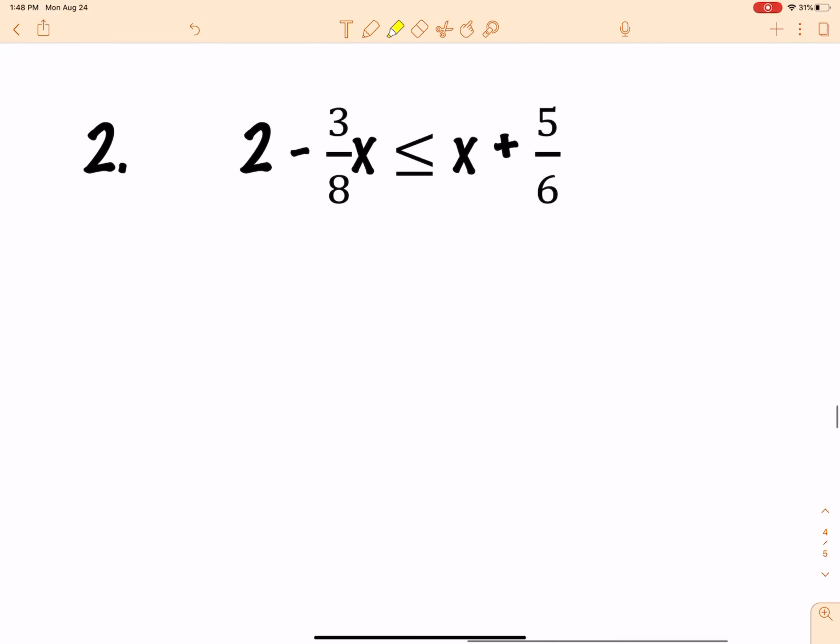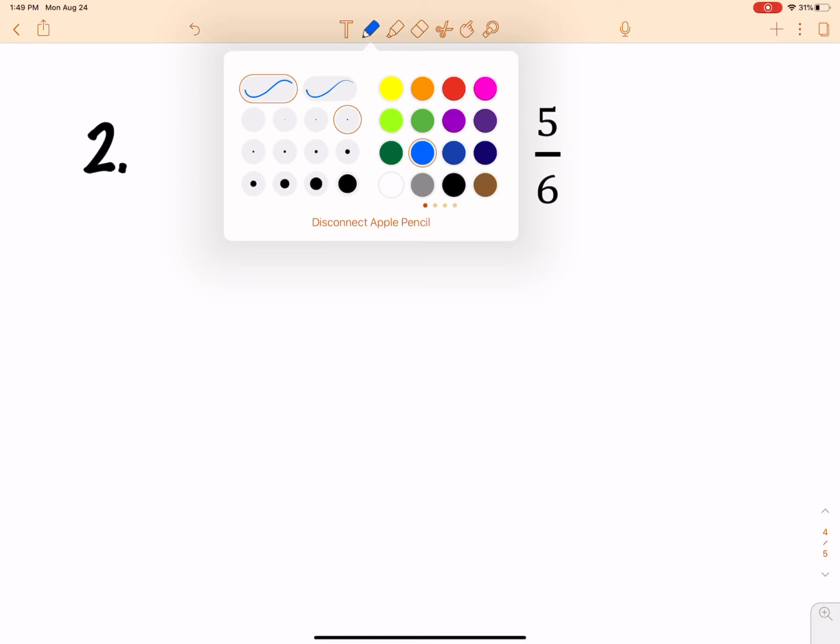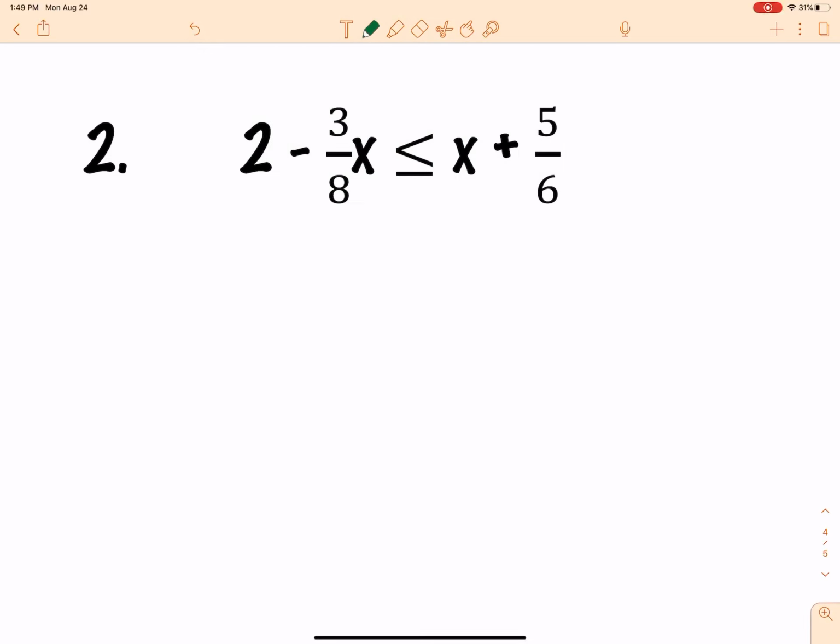Okay, so number 2, we're going to clear fractions because, again, you should start getting in the habit for the whole rest of the year. If you see fractions, clear them. So what we're going to do is multiply everything here by 24. That's what the LCD on this one is.